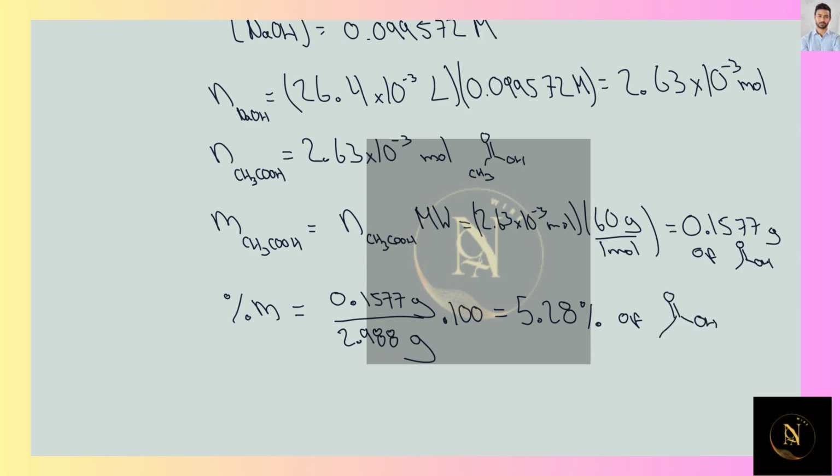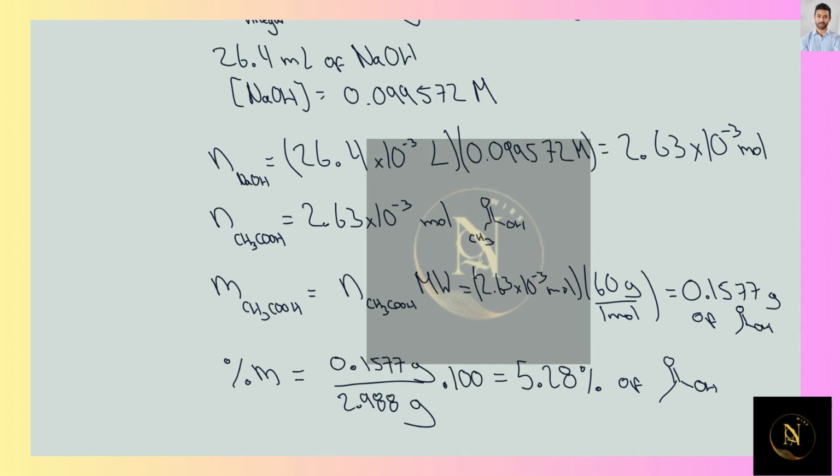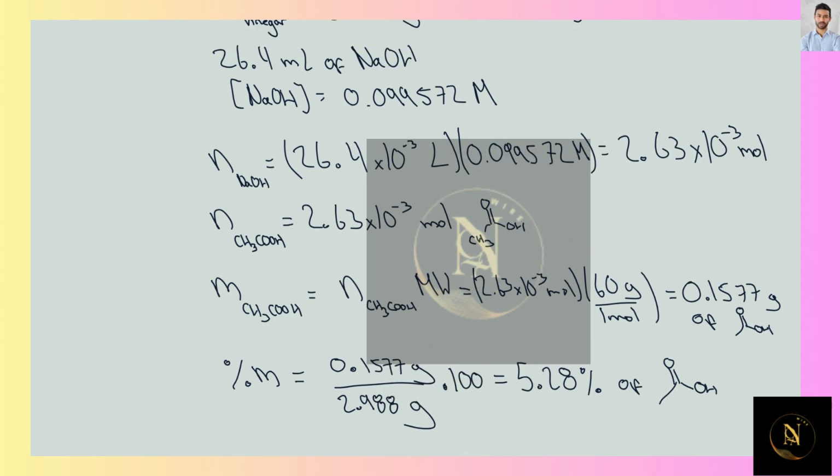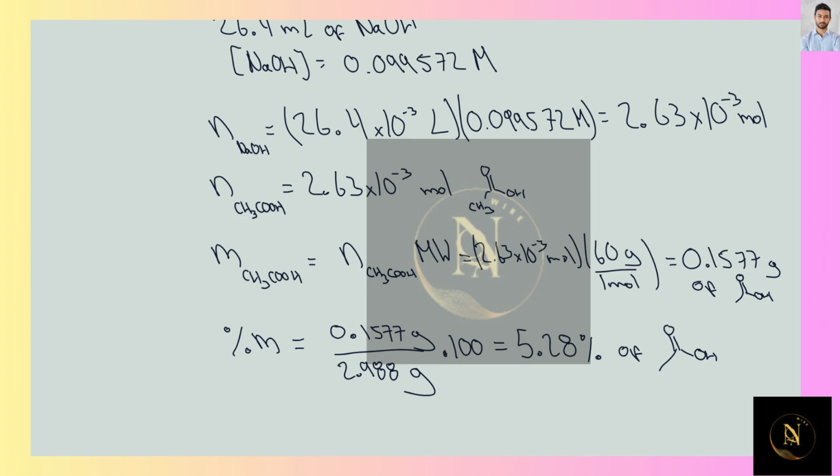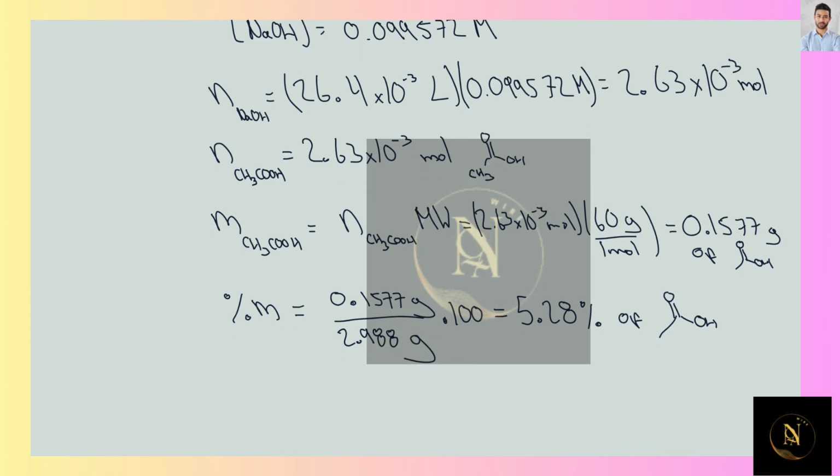Now with this, you can repeat the procedure, just substituting the values for each of the trials, and you can get the average of the mass percent of each of them. And that would be all.